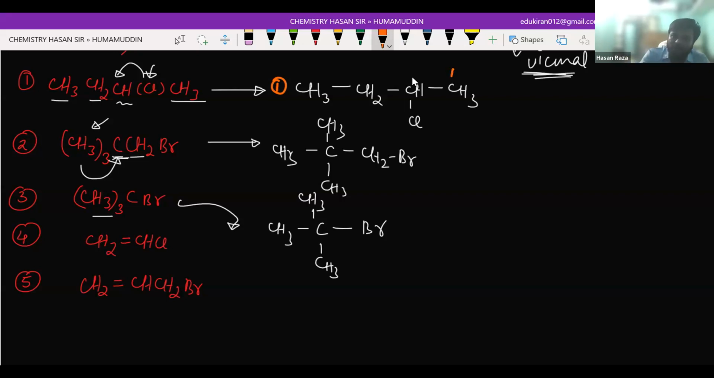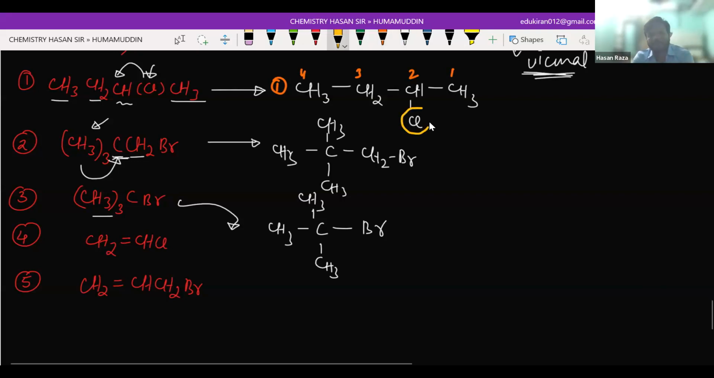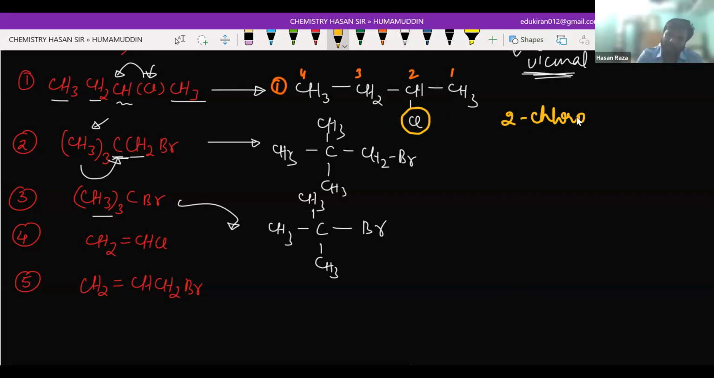So I'm going to number it from 1, 2, 3, 4 from the left hand side, and you can see this will get the second position, and then we can write 2-chloro. In this parent chain, how many carbons? 4 carbons, and all are singly bonded: butane. Now from here you can see, this is very important.